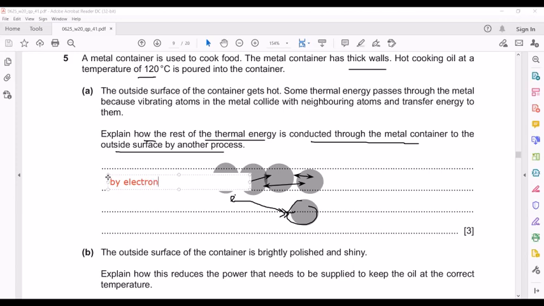Move from hot region to cold region, collide with molecules and transfer energy.